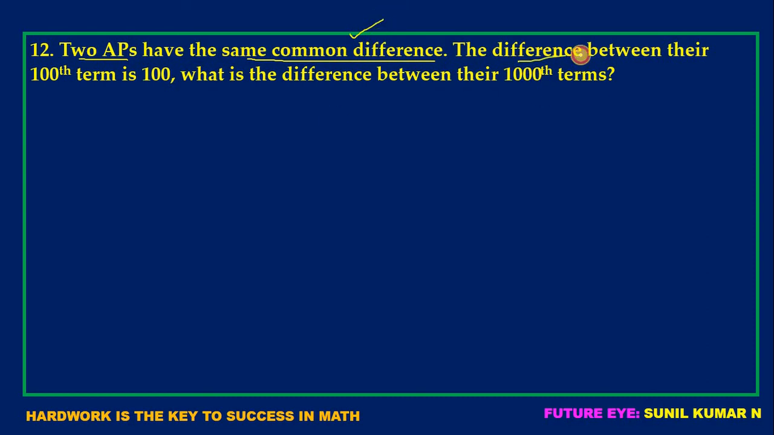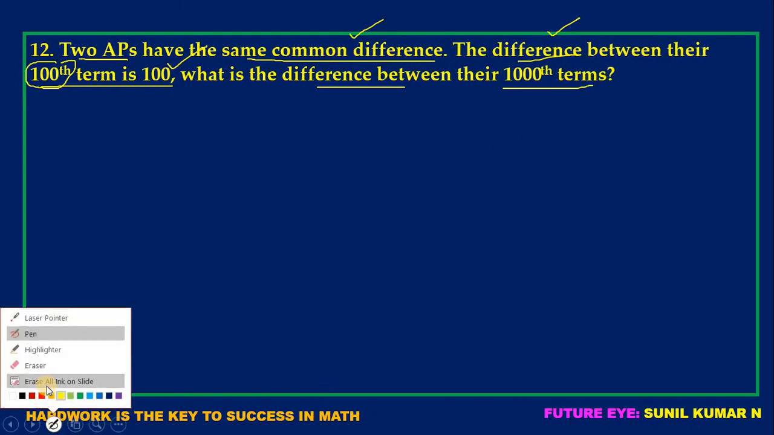The difference between their 100th terms is 100. See, this is the very important statement that you want to understand in this problem. The difference between their 100th terms is 100 only. Then what is the difference between their 1000th terms? Normally what our students will think: the difference of the 100th terms is 100, so the difference of the 1000th terms will be 1000. Usually they'll think like that. Now let's see whether 1000 is the answer or not.